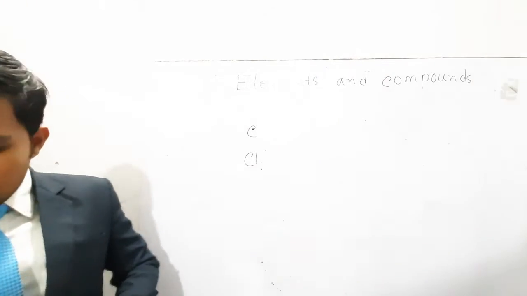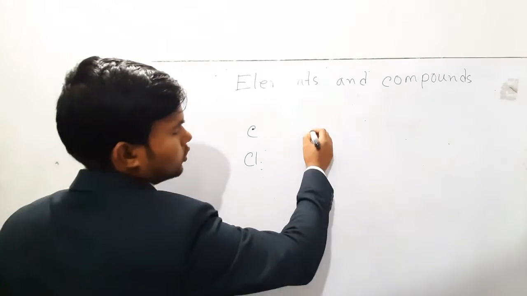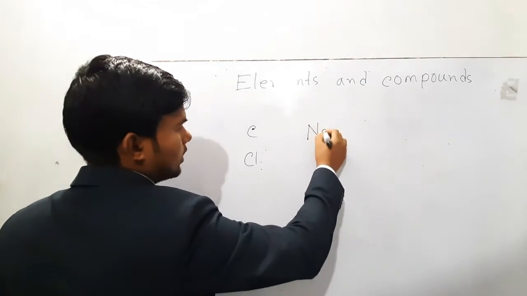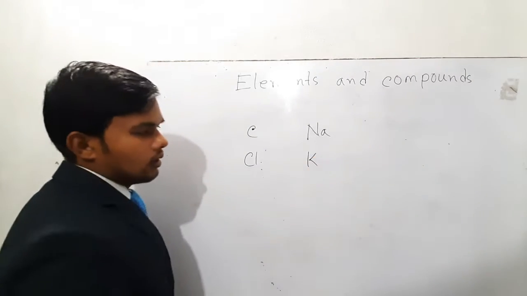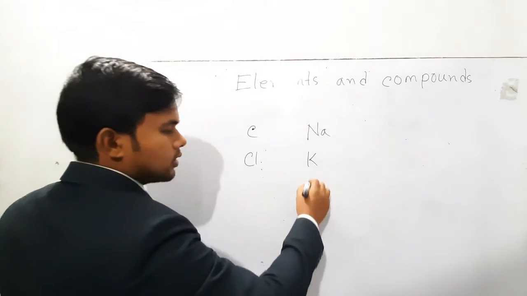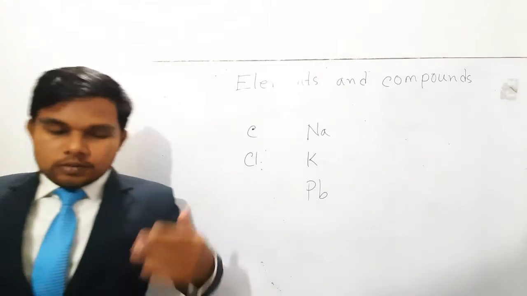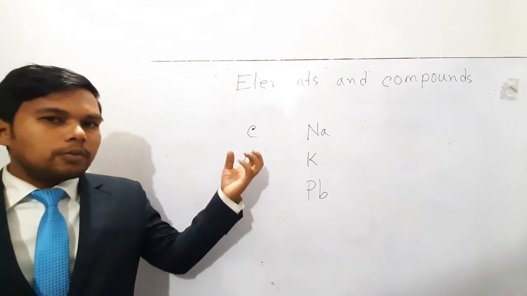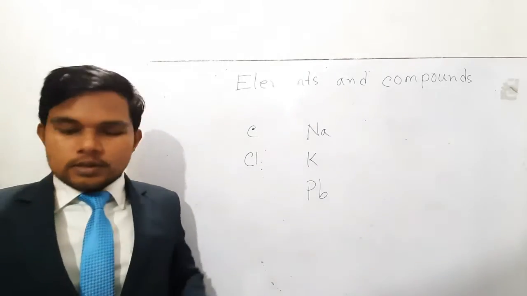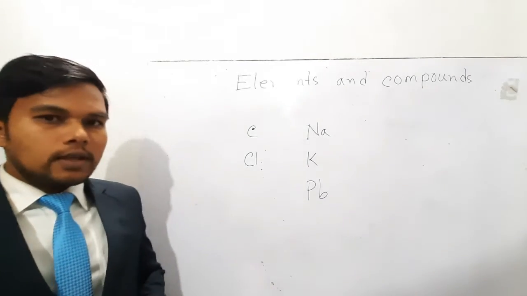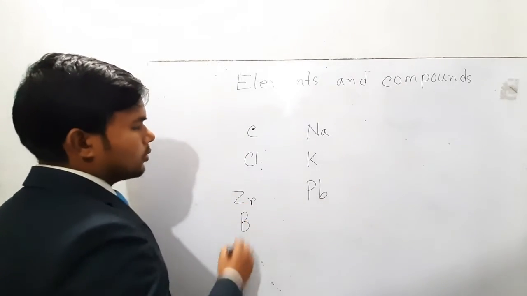Sometimes the symbol of an element is taken from a Latin word, like sodium. Sodium's Latin name is natrium, so it is taken as Na. Potassium's Latin name is kalium, so it is taken as K. Lead's Latin name is plumbum, so it is taken as Pb. So these are the symbols of the elements. Symbols are the short or abbreviated form of the elements. Sometimes it is taken from the English name, sometimes from the Latin name. And in two cases it is taken from an Arabic name, one is zirconium and another is boron. These two elements' names are taken from Arabic.